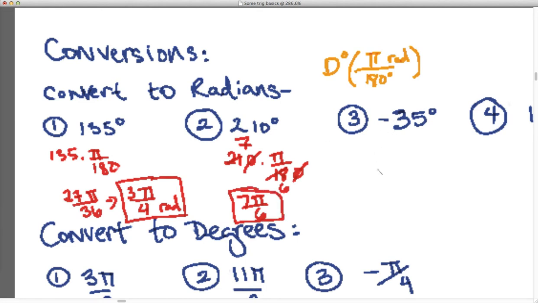All right, so negative stays negative, so we just got to convert the degree measure. So pi over 180 again, nothing new. And then 5 goes in there 7 times. 5 goes in here, what was it, 36 times, if I remember correctly. And that's as far as you can reduce that.